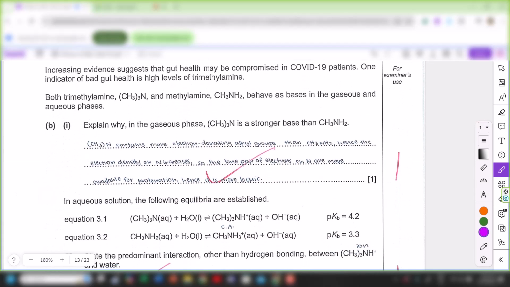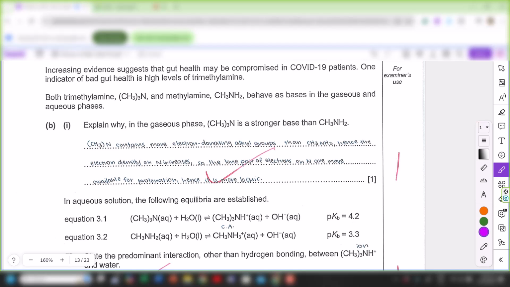Okay, so part B, part 1, we have done it many times. I don't think I need to elaborate. But I want to say one more thing in terms of the phrasing of your answer. For nitrogen here, we are talking about the lone pairs of electrons on the nitrogen. You don't talk about negative charge.